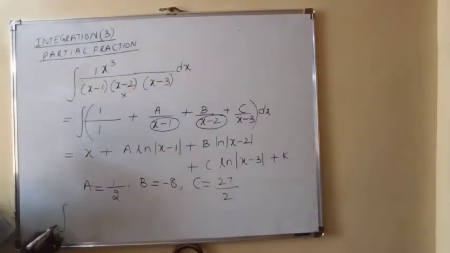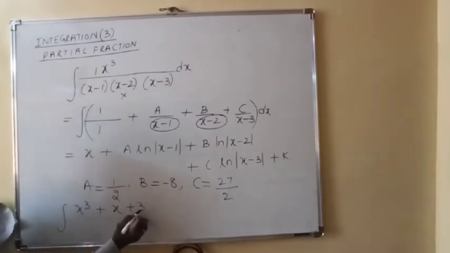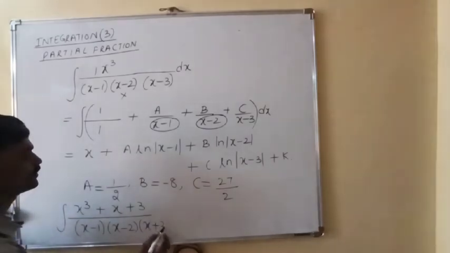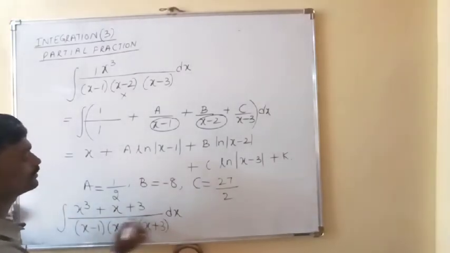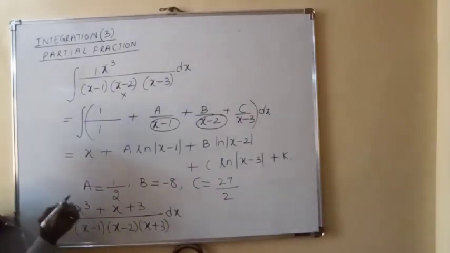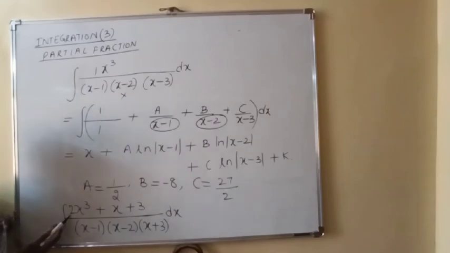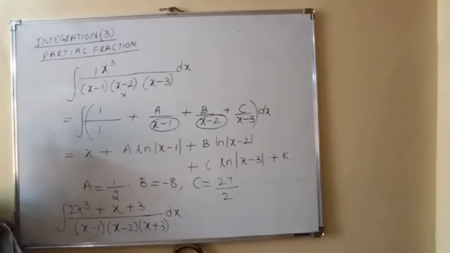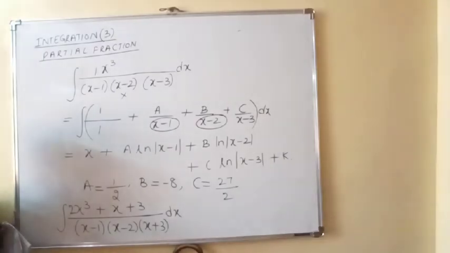So I am going to give one more problem. You try this problem: x cube plus x plus 3 divided by (x minus 1)(x minus 2)(x plus 3) dx. So better you take here 2x cube. Here what is the leading coefficient now? 2. In the denominator, what is the leading coefficient? 1. So 2 by 1. So 2 plus a by x minus 1 plus b by x minus 2 plus c by x minus 3. For that problem you have to integrate.